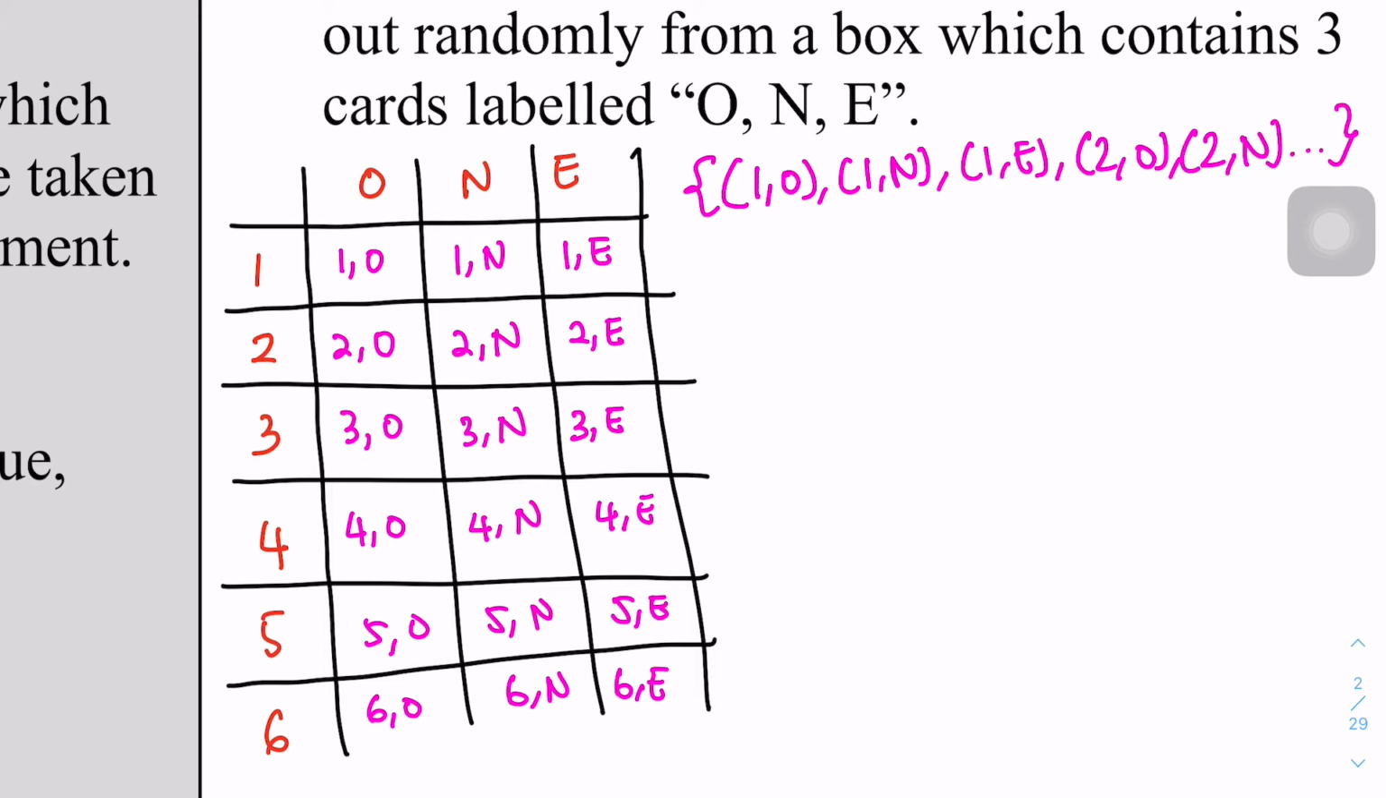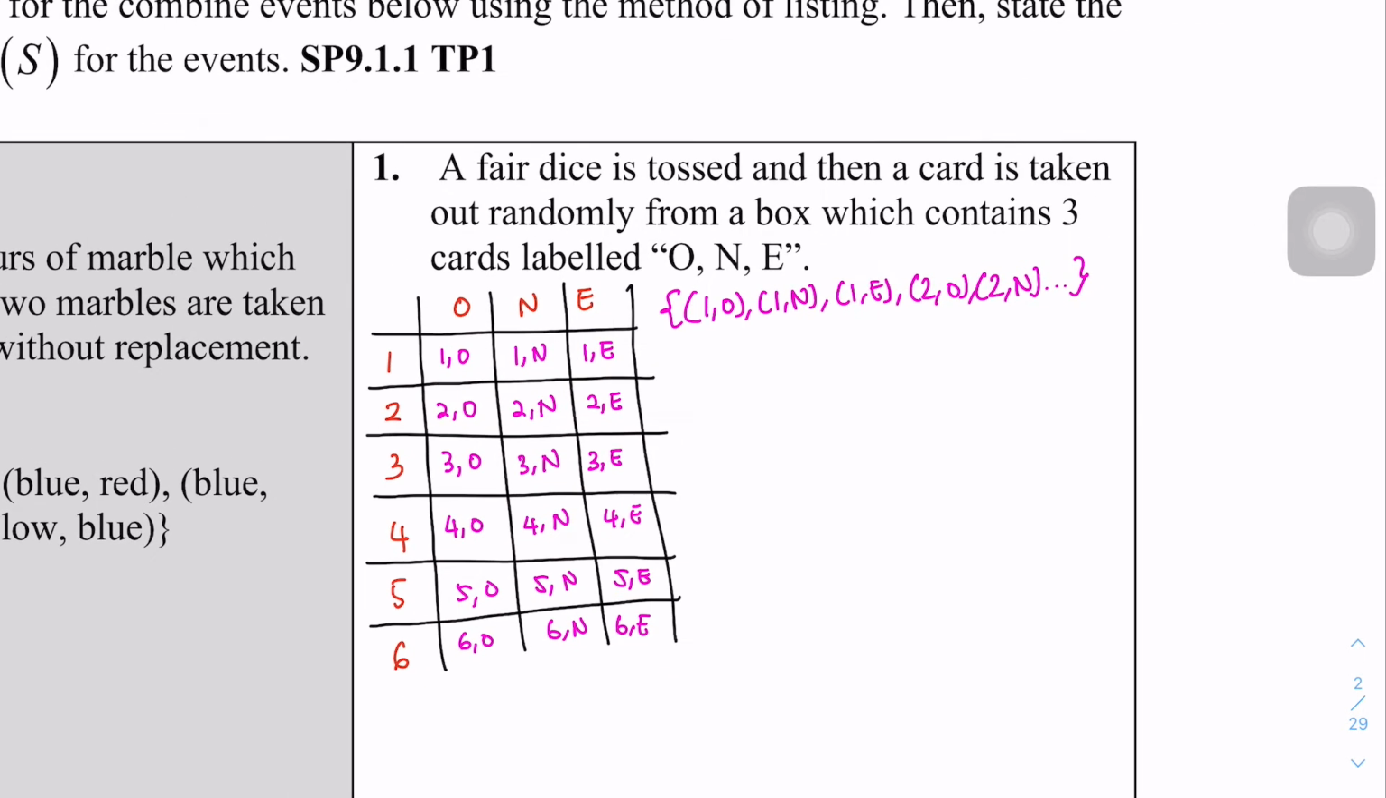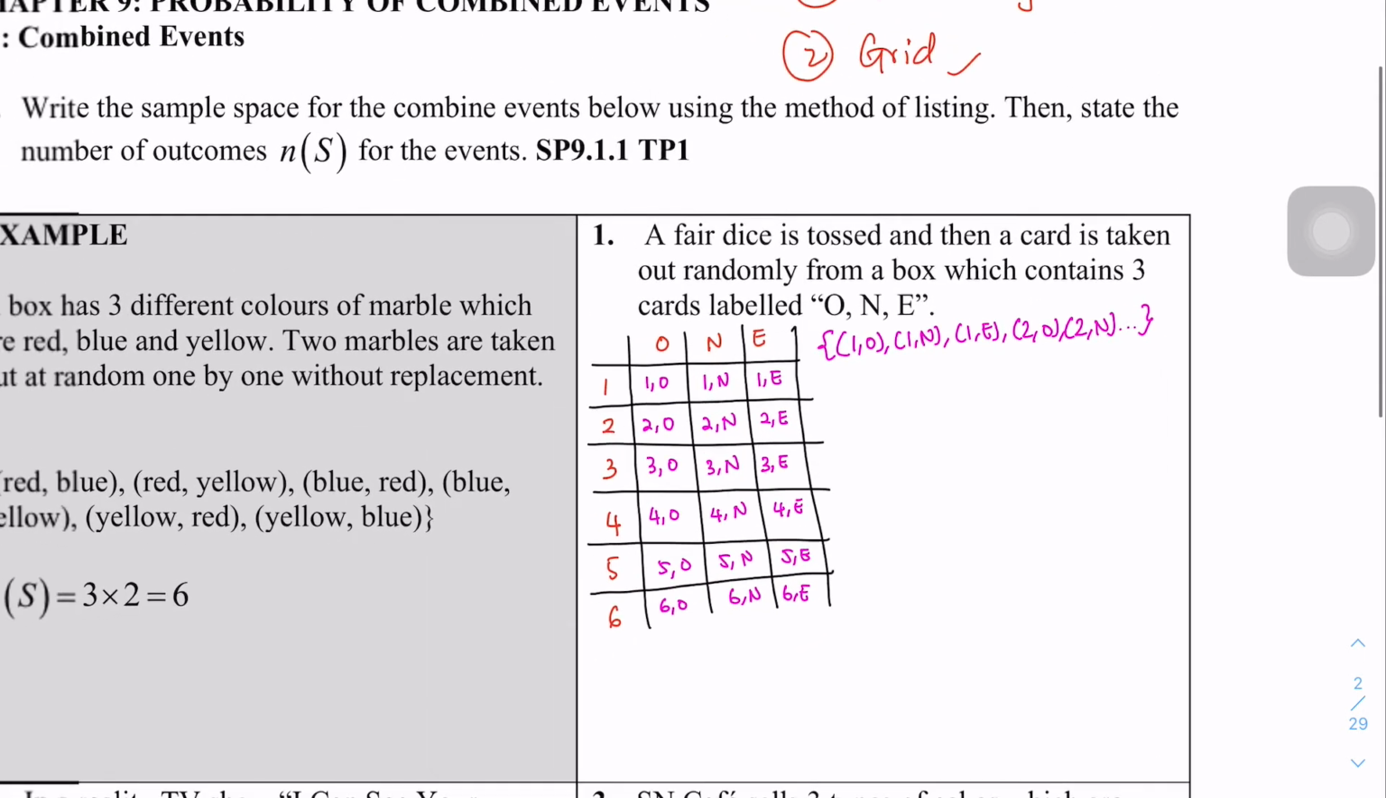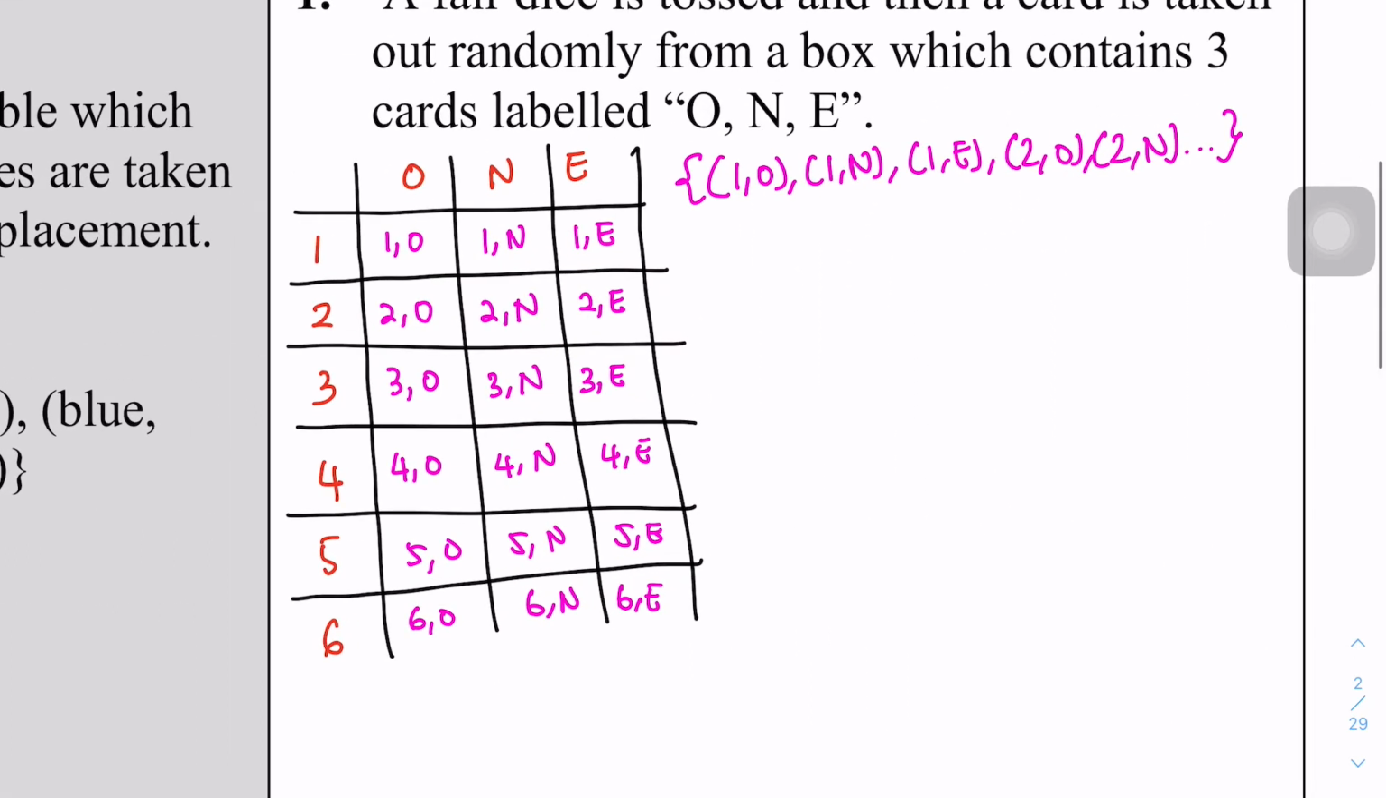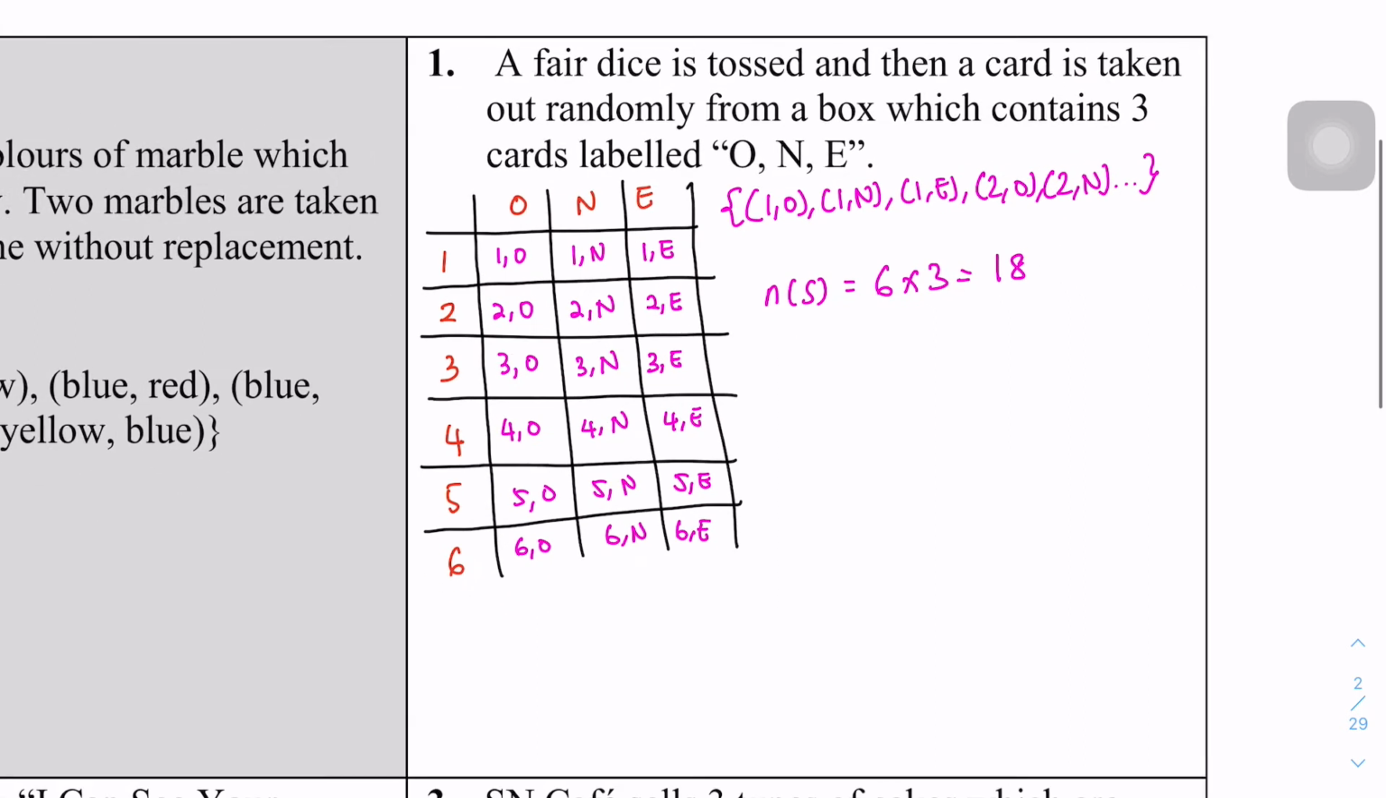Then the question wants you to state the number of outcomes, n(S). Over here we have 6 times 3, so 6 times 3, we get 18. So that's how you use the grid.